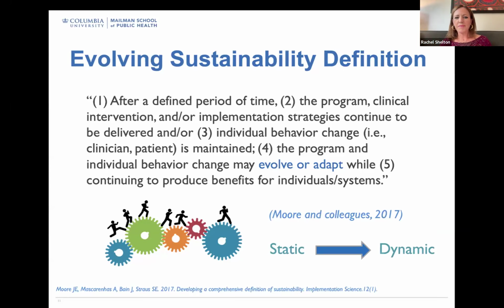So this notion that sustainability is not a static end goal, that we're going to reach it, we're going to check it off and say, we're done, we've sustained, right? It's also about understanding, how do we need to evolve and adapt the program over time to continue to sustain it in changing context. So a lot of times people think more about these dynamic notions of sustainability over time.